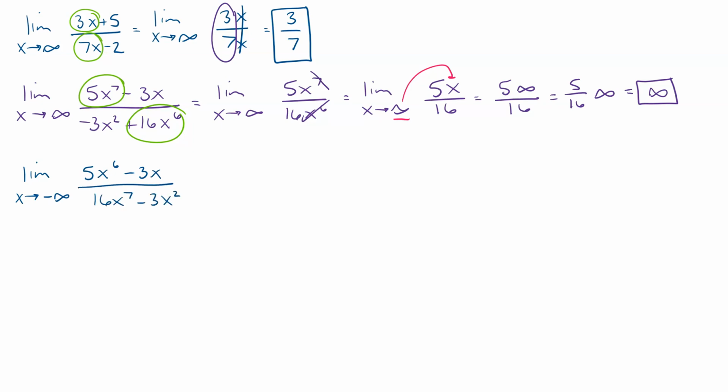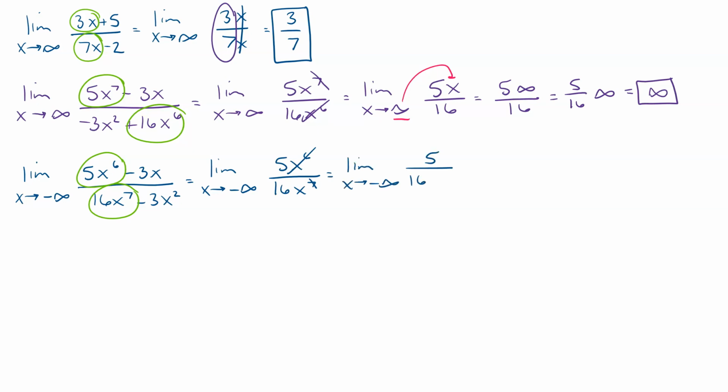Evaluate the limit as x approaches negative infinity of (5x^6 - 3x) over (16x^7 - 3x^2). Find the highest power on top, the highest power on bottom. Reduce the fraction. And if there are any variables left, you can go ahead and plug in your infinity. So we have 5 over 16 times negative infinity. That's negative 5 over 16 infinitieths.